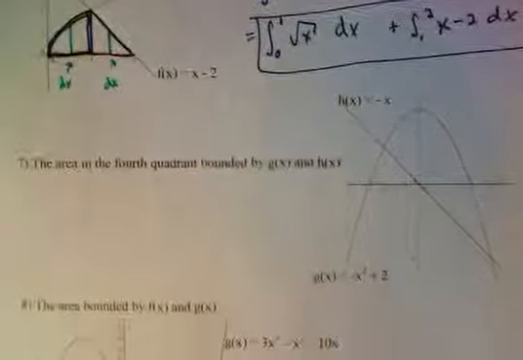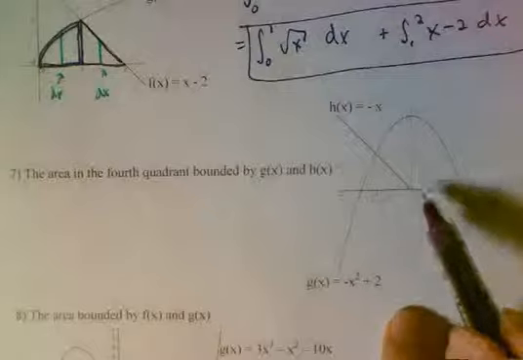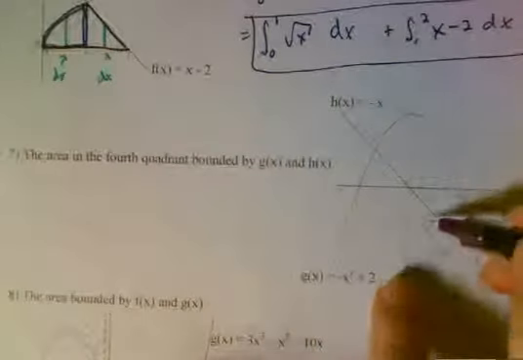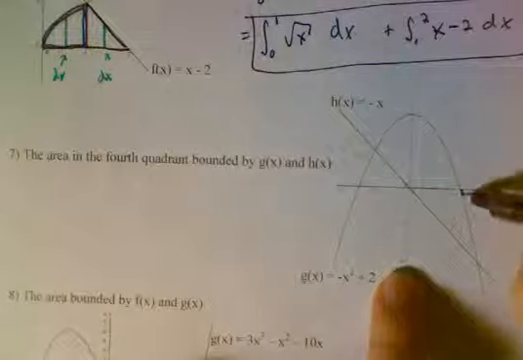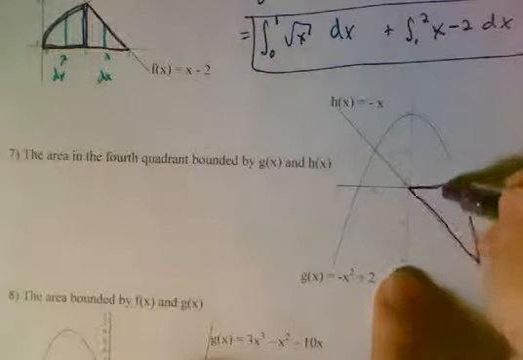Be aware of ones like this. You do need to know your quadrants. So if we're talking about the area in the fourth quadrant, that's the area down here. So it's bounded by g of x and h of x, so it's bounded by this, and if it's in the fourth quadrant, it can't go up above here.